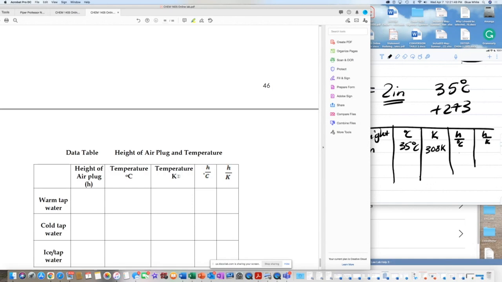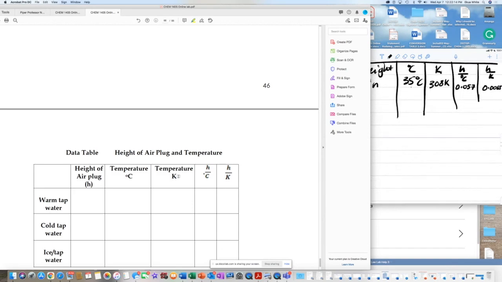You want to write these numbers in decimal form because it will help you see the relationship better. So height over degrees Celsius, 2 divided by 35.057. Height over Kelvin, 2 divided by 308.0065. Okay? And so you will repeat this for the other two, with the same straw.